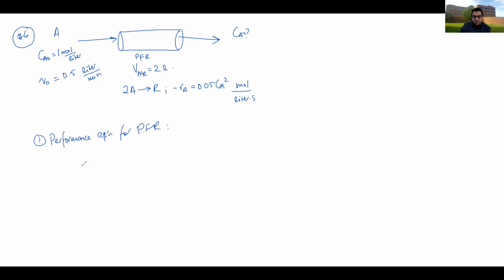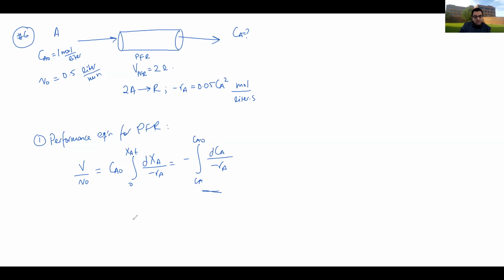So let's write it. The performance equation for a PFR is V over V naught, which is equal to tau, equal to CA naught integral from 0 to XAF of dXA over minus RA, and this is also equal to minus integral from CA to CA naught of dCA over minus RA. Because I'm given everything in CA and not any conversion, I'm not going to use this form. I'm just going to use this form of the equation, okay?